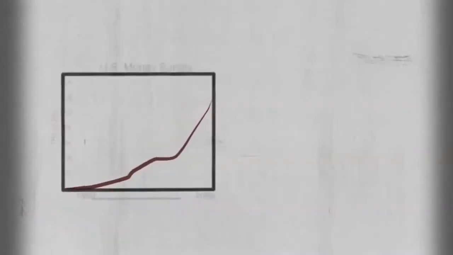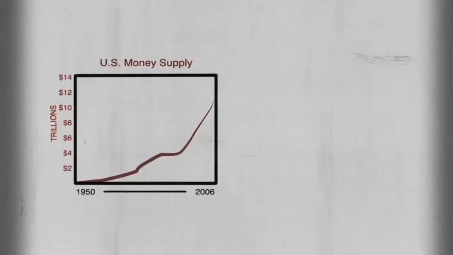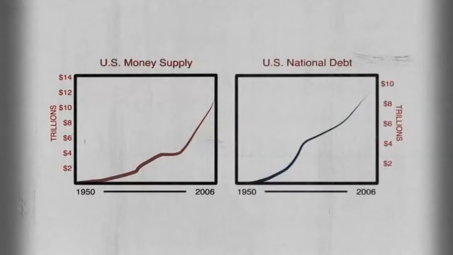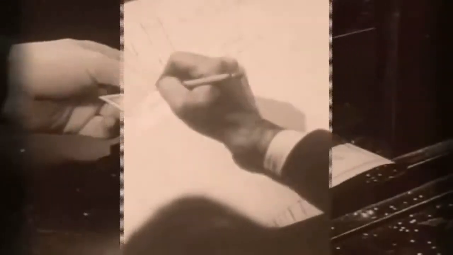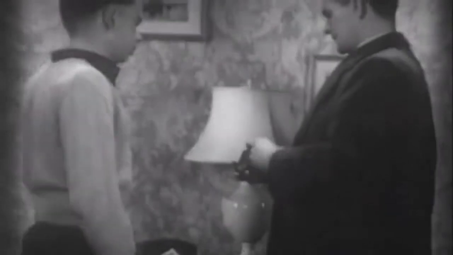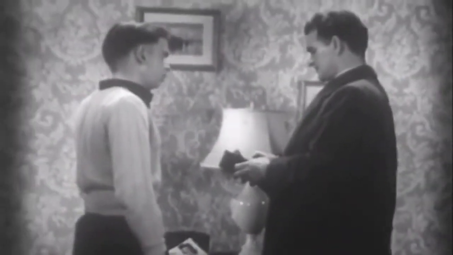Here is a chart of the U.S. money supply from 1950 to 2006. Here is a chart of the U.S. national debt for the same period. How interesting it is that the trends are virtually the same. For the more money there is, the more debt there is. The more debt there is, the more money there is. To put it a different way, every single dollar in your wallet is owed to somebody by somebody.